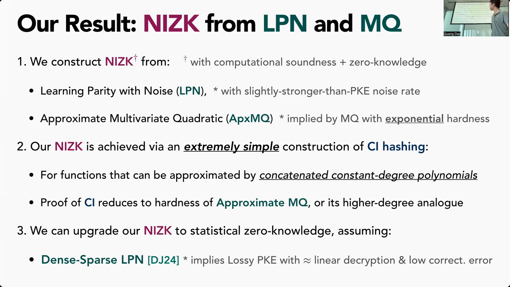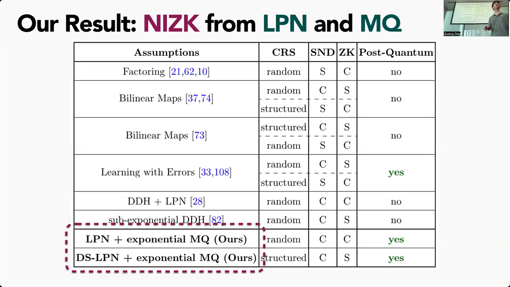Okay, so as an upshot, here is the landscape of NIZK after our work. We have all the prior constructions, and now we have these two constructions from our work. And these ones are the only post-quantum ones besides the one from learning with errors.